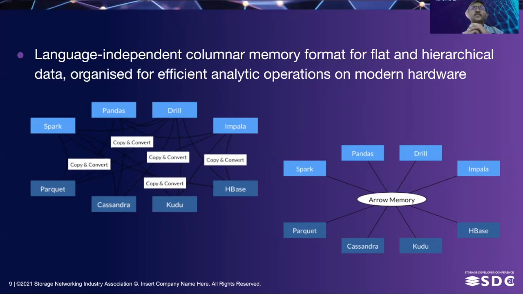But with Apache Arrow data, as long as all the different distributed data processing systems understand Apache Arrow data, the data does not need to be converted or copied for transmitting between different systems.